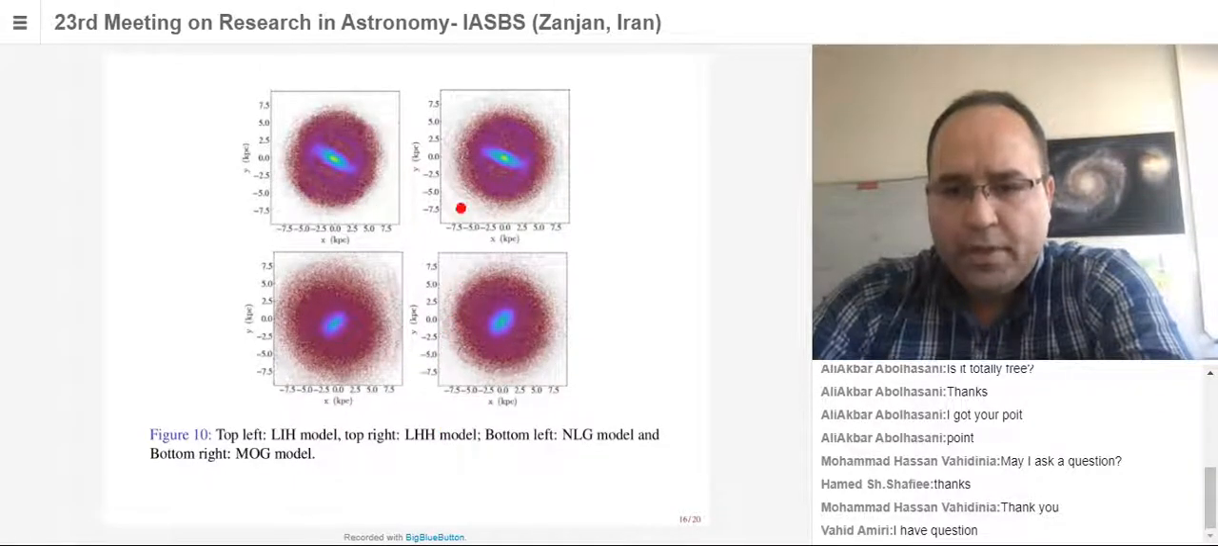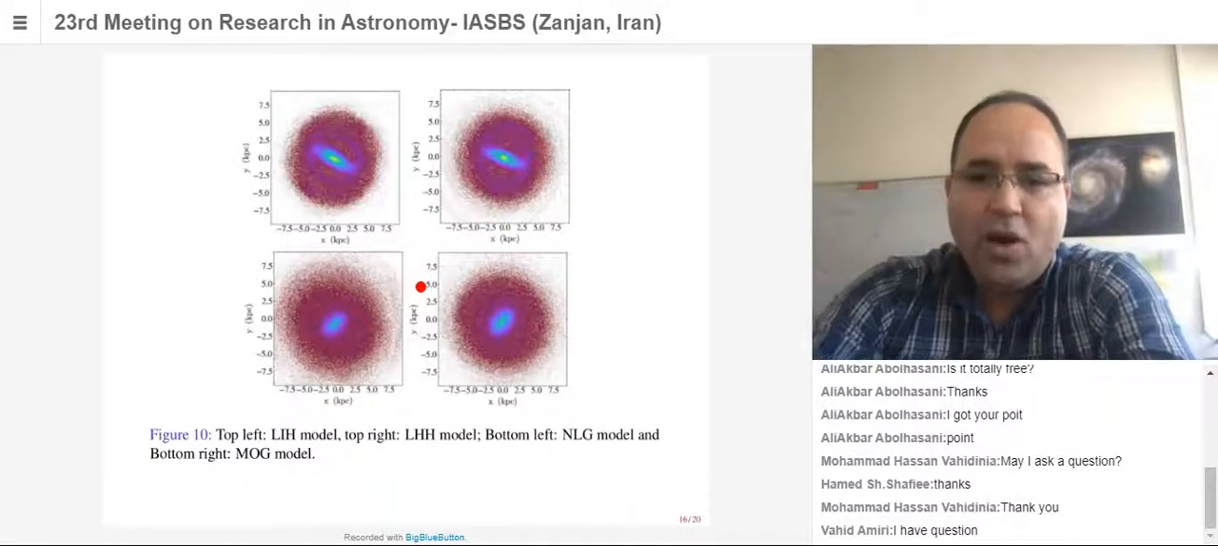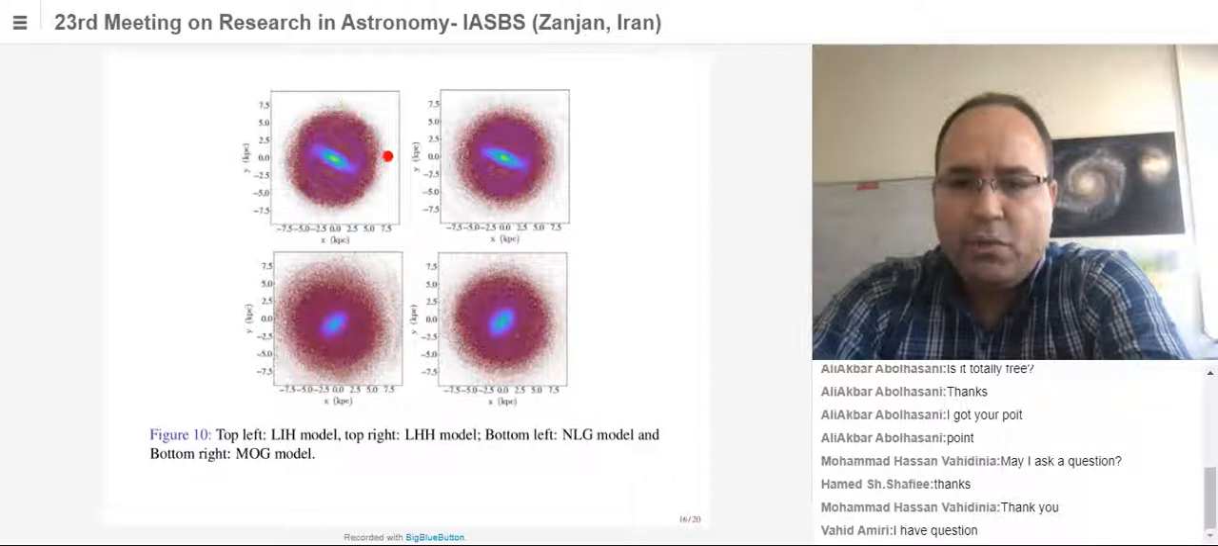Before that, here, these are some snapshots from the disk at the end of simulations. Even with your eye, you can discriminate that bars are stronger in dark matter cases. These two top panels belong to dark matter models, Hernquist and isothermal model. And here, these two panels belong to modified gravity.